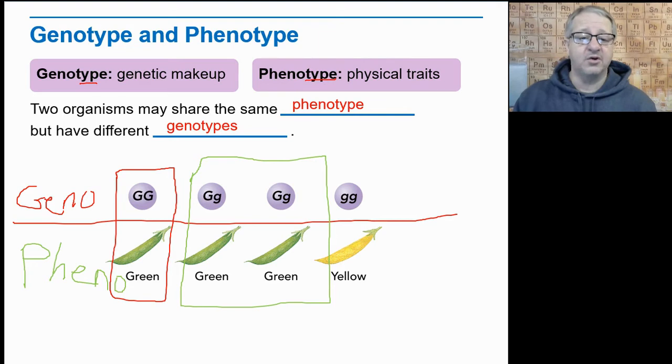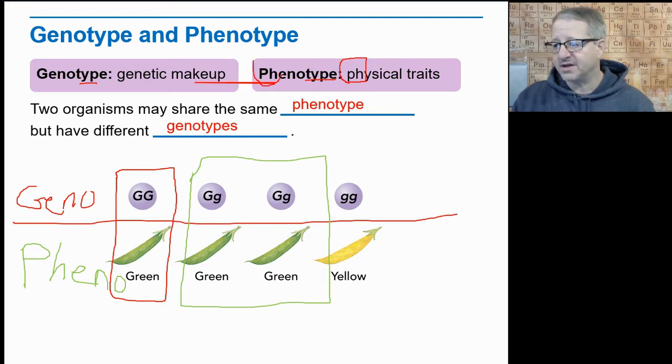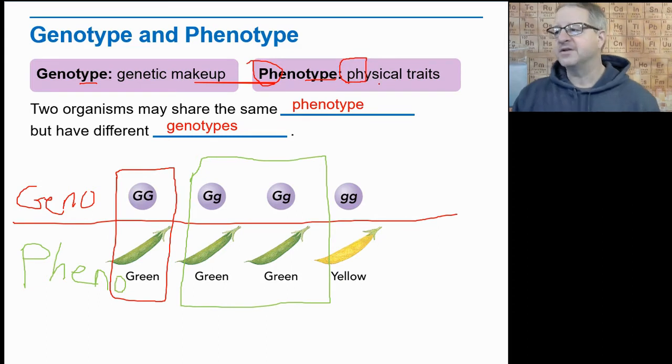One way that I use to try to remember which one is which is the word physical trait starts with a PH, and phenotype starts with a PH. So that's how I remember that phenotype is the physical traits. And the word gene and genetic makeup, gene, both start with GEN.